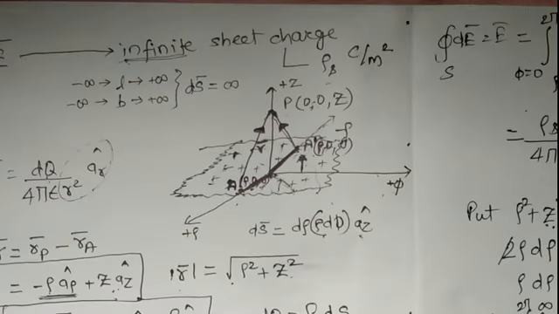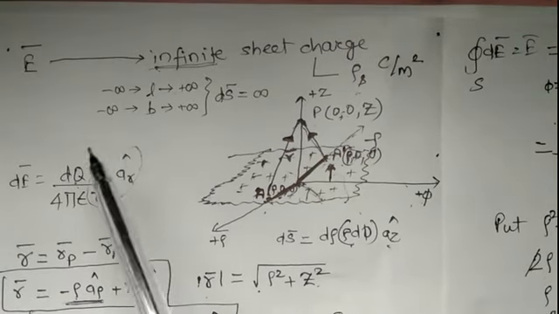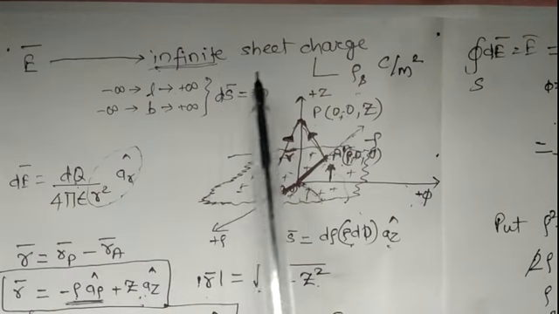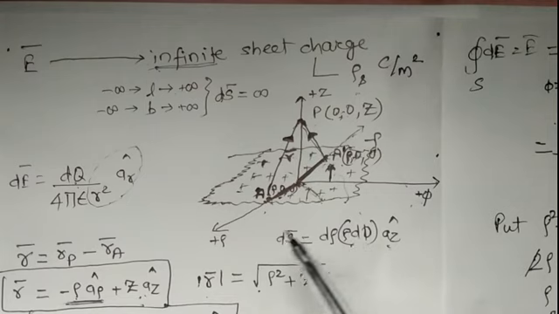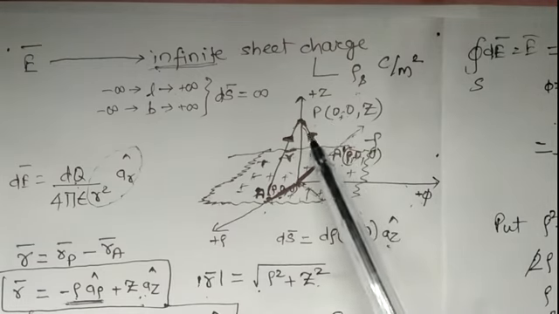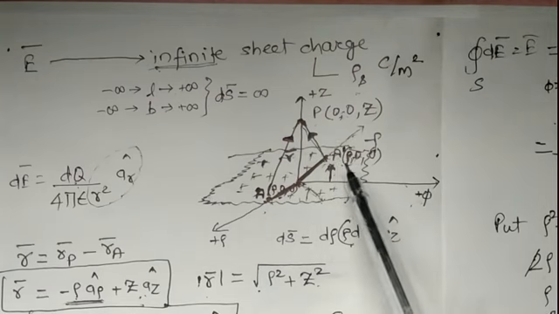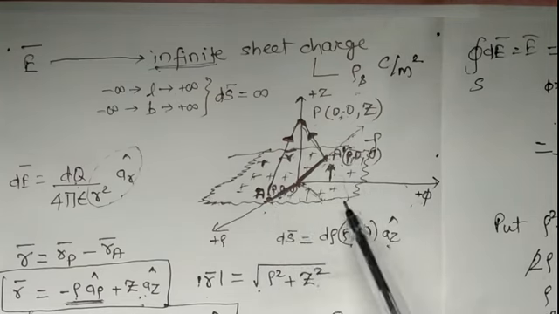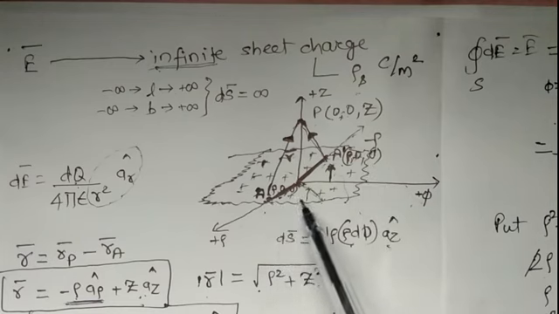Again, briefly we revise what we had seen today. We start our discussion from the electric field intensity for an infinite sheet charge. We consider the cylindrical coordinate system where x is replaced by rho, y is replaced by phi, and z remains z. We consider a test charge along the z axis at a point P whose coordinate is 0, 0, z. In the sheet whose dimensions are infinite, we consider a point A whose coordinates are rho, 0, 0.